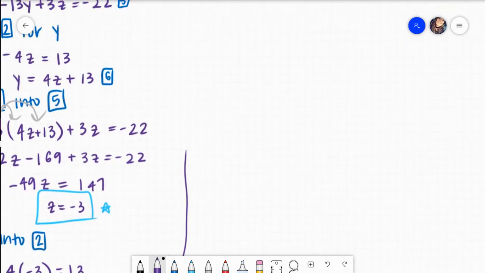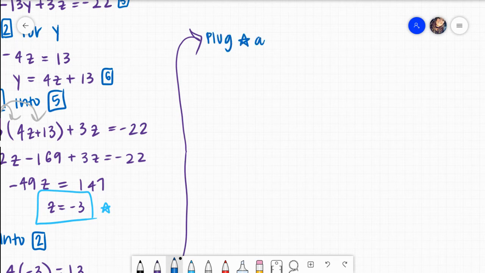Let's move up. Okay, now that I have solved for a z and a y, what I can do is plug both of these variables into an original. Okay, so we're going to plug the star and the asterisk, right? Those are my two variables I solved for, into an original equation. We're going to plug both of those values I just solved for into an original equation.